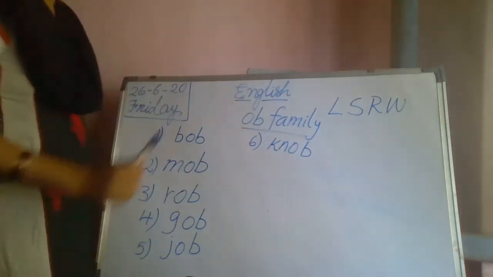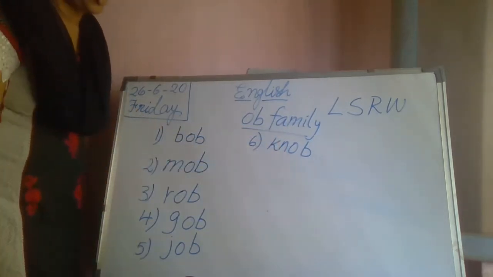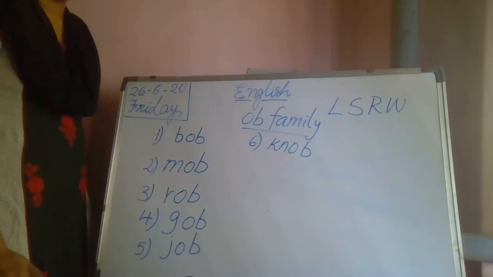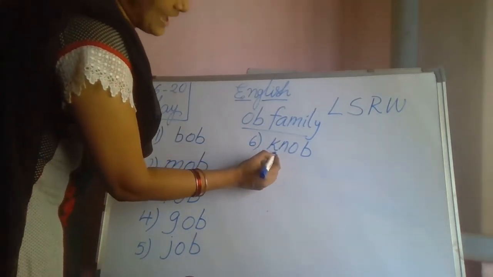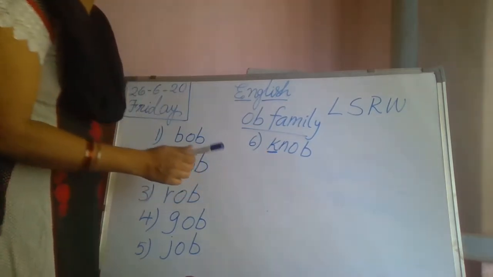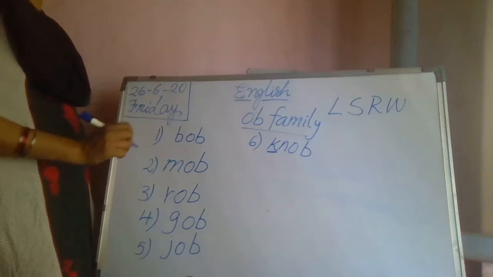What is this letter? K. K-N-O-B, knob. Here, K is a silent letter. You should not pronounce the letter. In English, some silent letters are there.